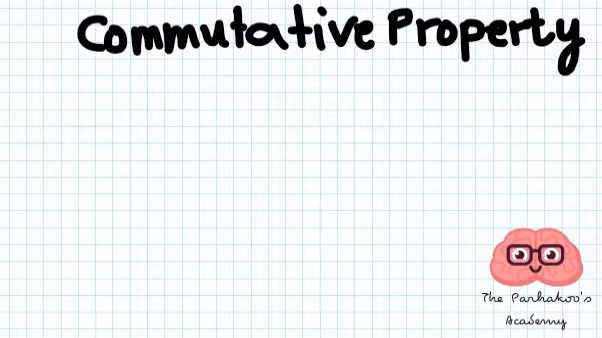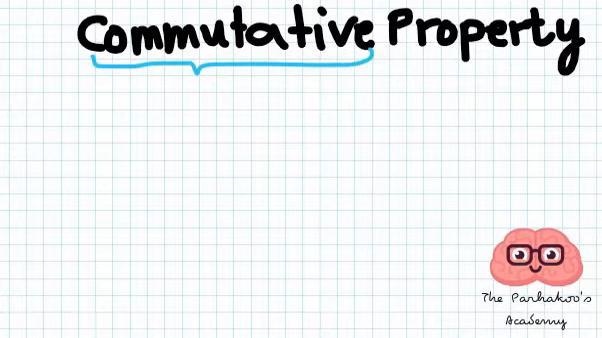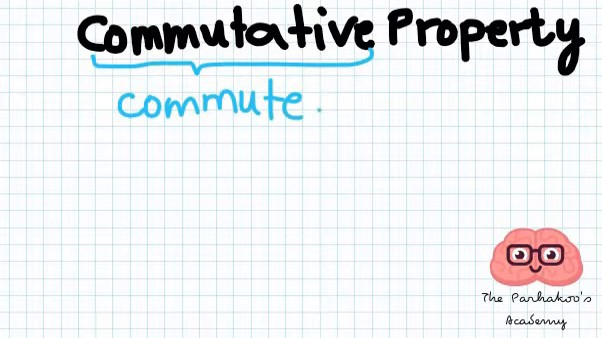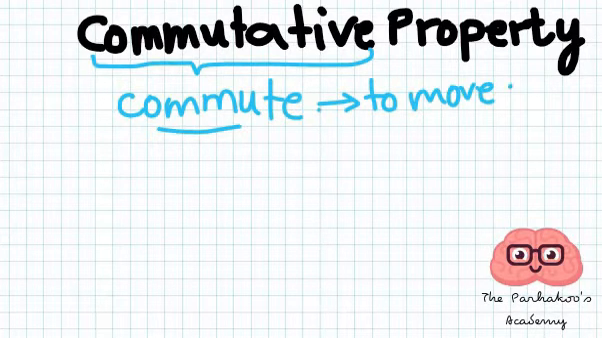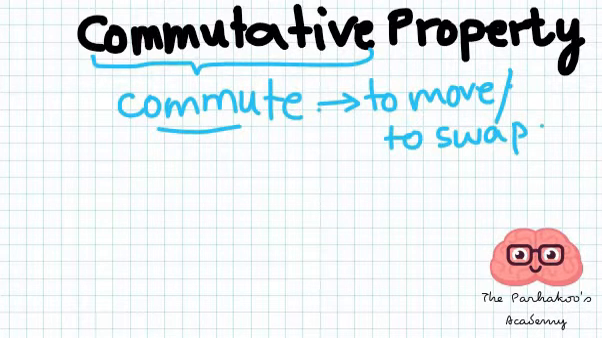So the first one is the commutative property. Let's see the commutative property. First, let's see what the word means. Basically the word commutative comes from the word commute, and commute means to move, or you can say to swap. Now it would make your life much easier.